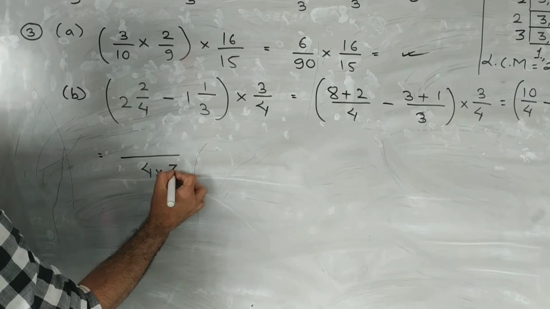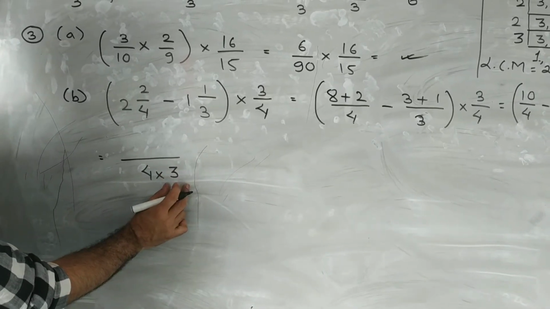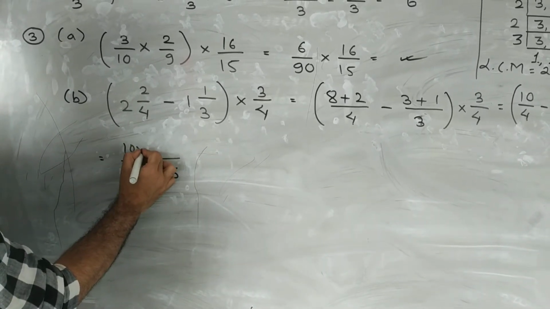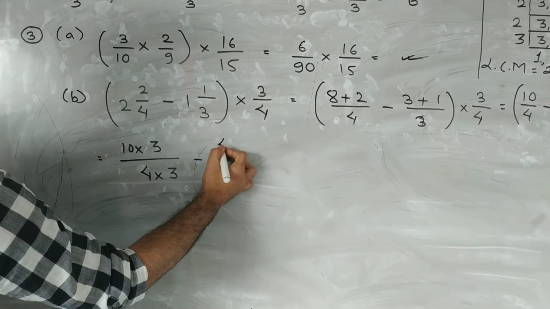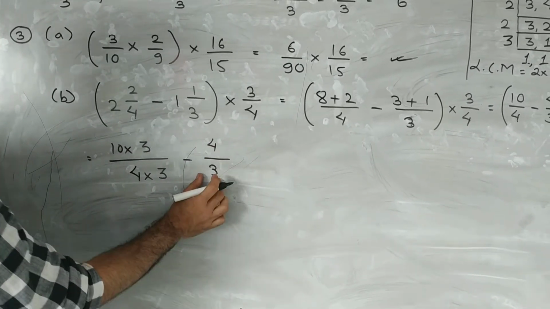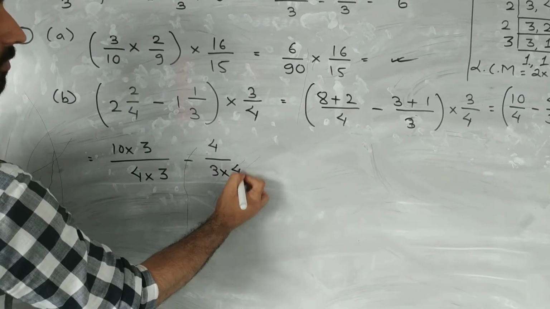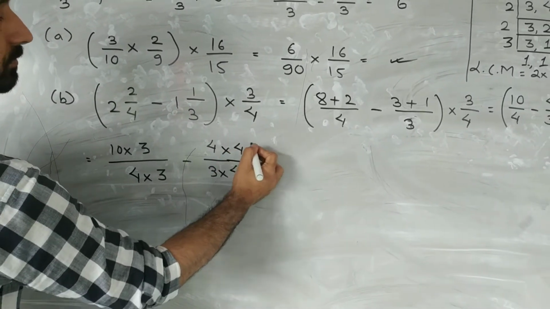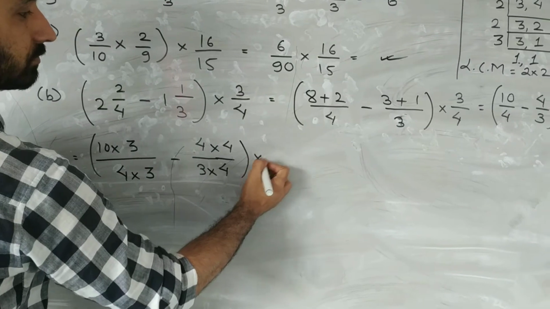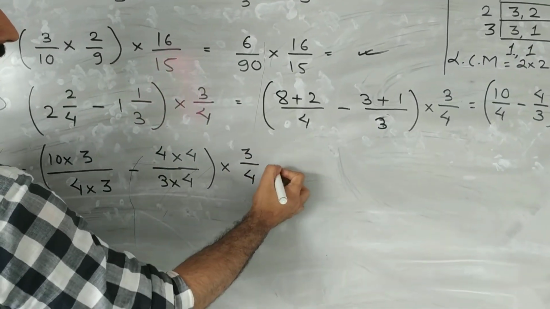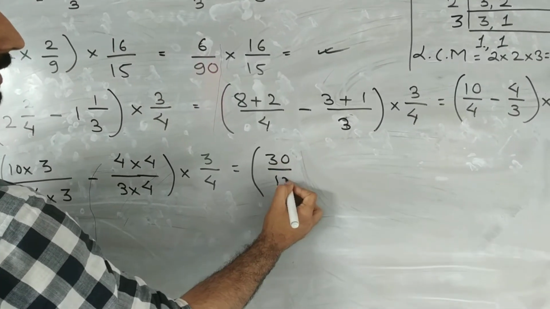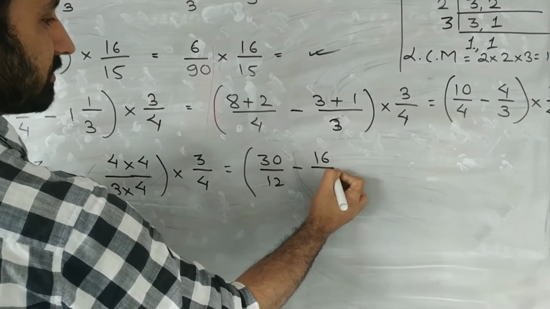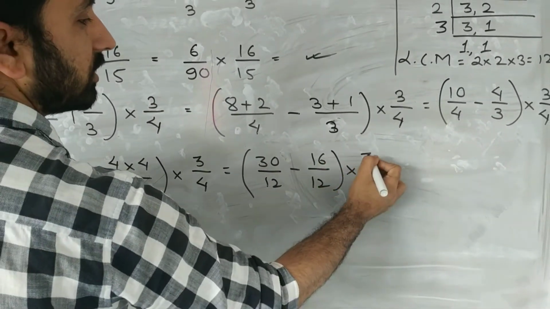Multiplying by 3. We cannot just multiply the denominator, we have to multiply the numerator also. Minus 4 by 3. We have to make this 3 also 12, so 12 into 4, into 3 by 4. Let's solve this. 30 divided by 12 minus 16 divided by 12, into 3 by 4.